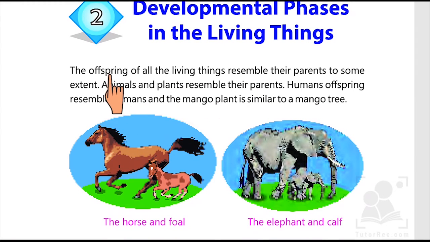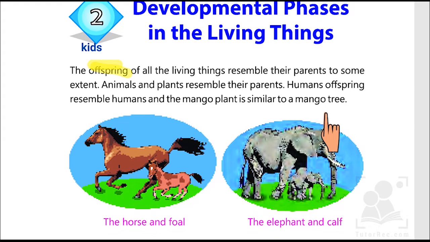So kids, the first word here is offspring. It means children or child or kids. So the unit says that the kids of all living things have a resemblance. They match with their parents to some extent. Both animals and plants resemble their parents, right? So the example given here is that a mango plant is similar to a mango tree.